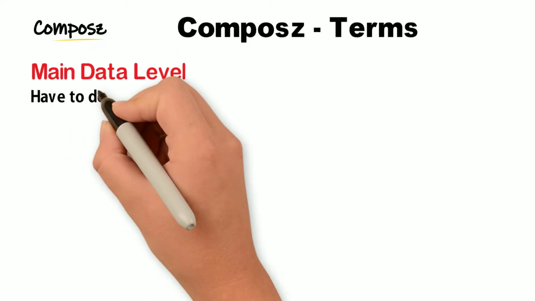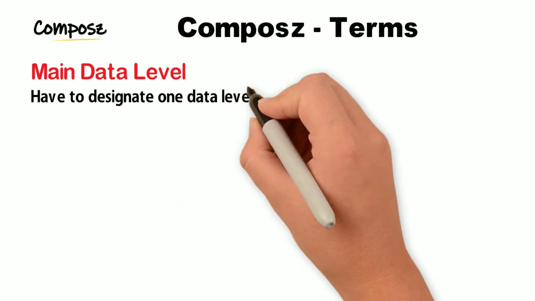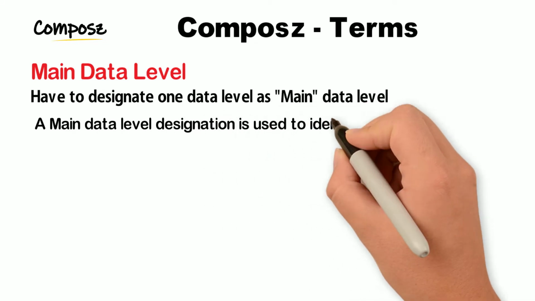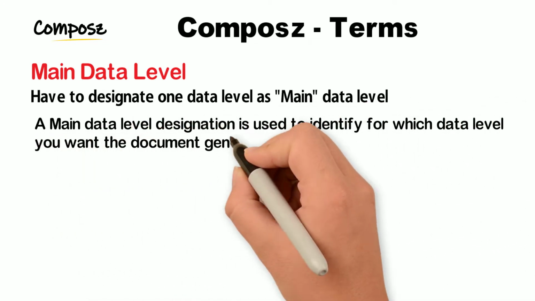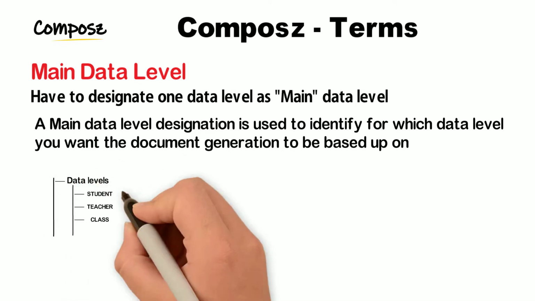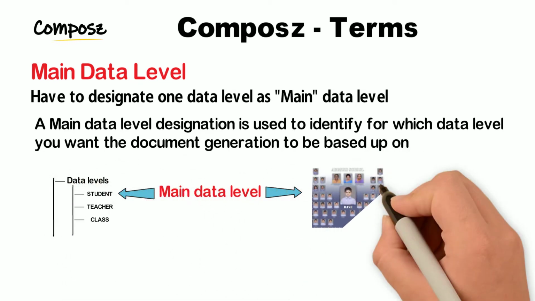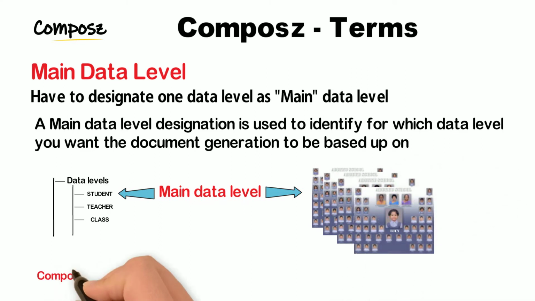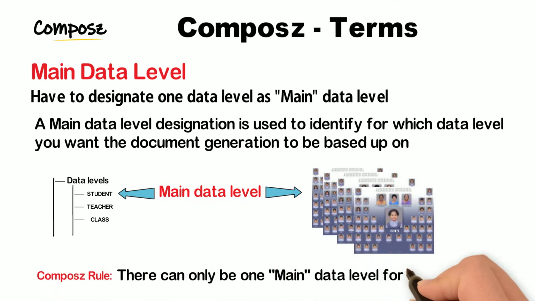Main data level. In Composz, you have to designate one data level as main data level. A main data level designation is used to identify for which data level you want the document generation to be based upon. Usually, the student data level is designated as the main data level for school picture products, as you will be generating documents based on students. Composz rule: there can only be one main data level for a product.